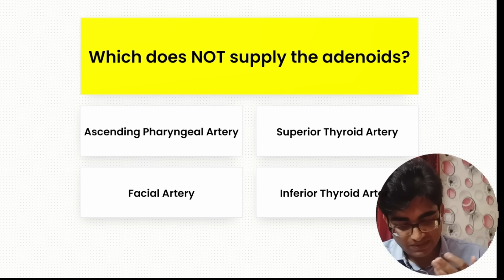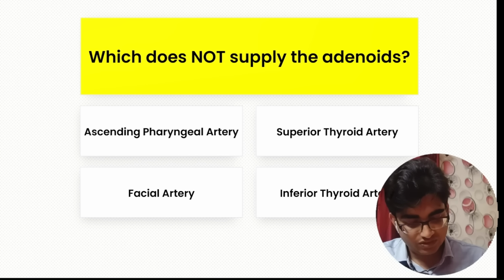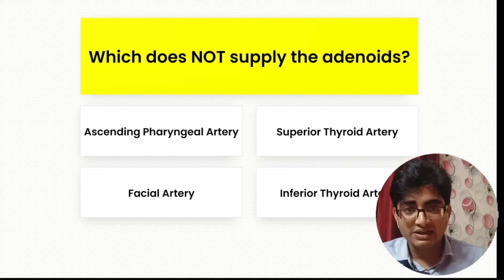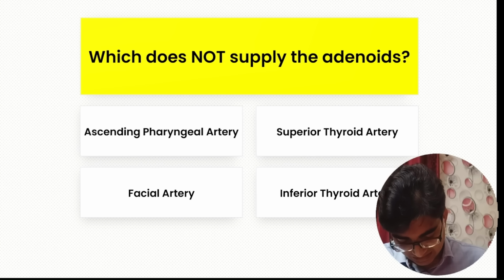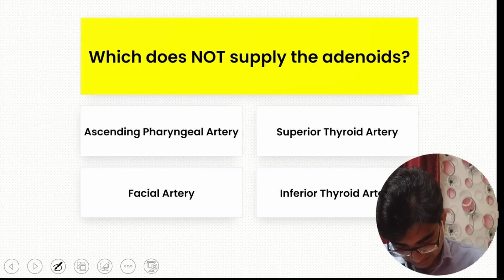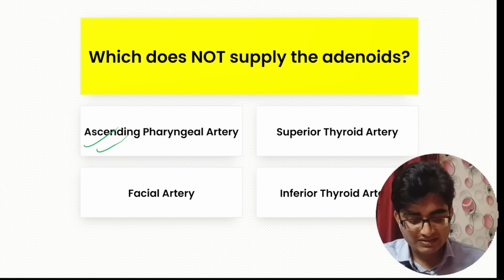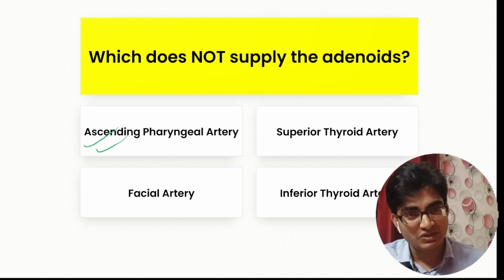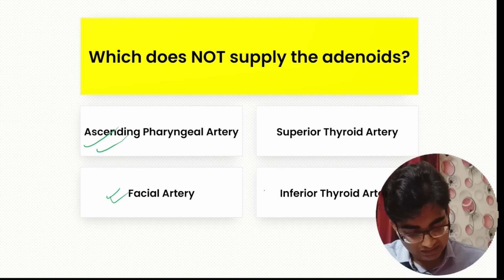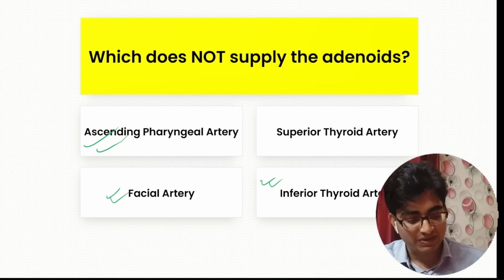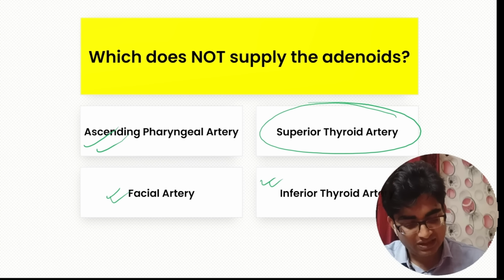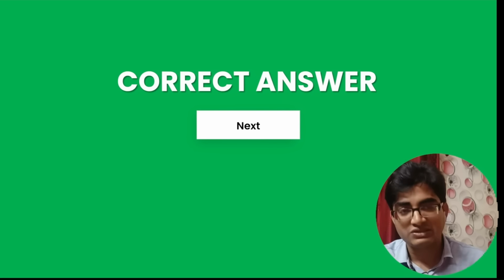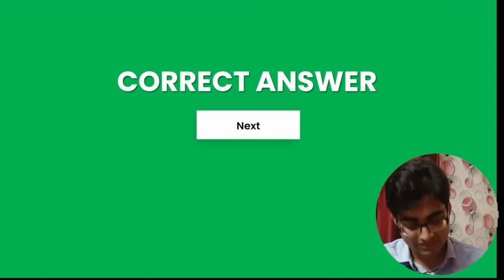Next, which does not supply the adenoids? So you should be understanding that yes, the ascending pharyngeal artery does supply the adenoids. Correct? Okay. Secondly, adenoids are also being supplied by the ascending palatine branch of the facial artery, and the inferior thyroid artery also supplies, but the superior thyroid artery does not supply the adenoids. So that is the correct answer to go with. Okay. Next.